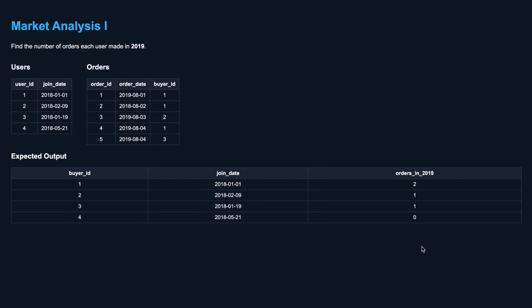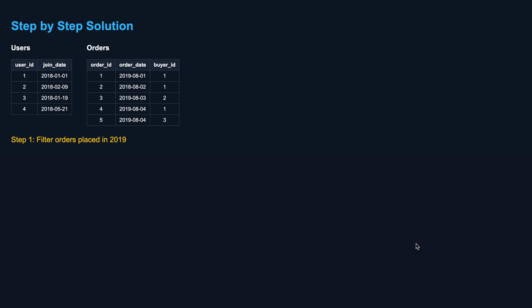Now let's walk through how we can solve this step by step. The first step is to filter the orders that were placed in the year 2019. If we look at the orders table, some orders happened in 2018 and some in 2019. Since the question only asks about orders in 2019, we just ignore any orders outside this time range, right? After this filtering step, we only keep the rows where the order date falls within the year 2019.